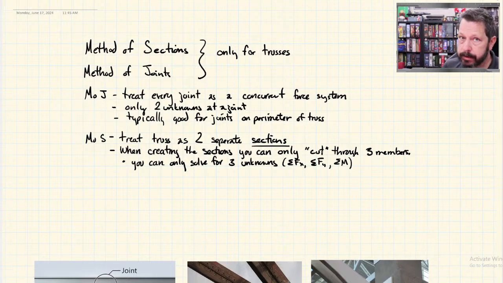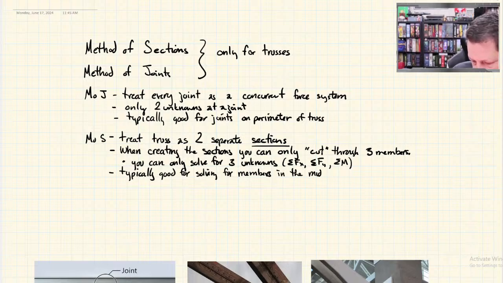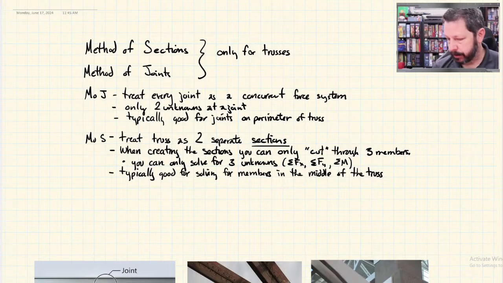truss. You can still use method of joints, but you might have to write several joints before you get to the middle of the truss. Whereas with method of sections, you might be able to just go straight to the thing you want to solve for. So typically good for solving for members in the middle of the truss.